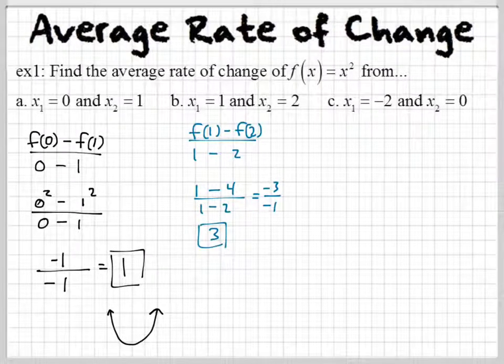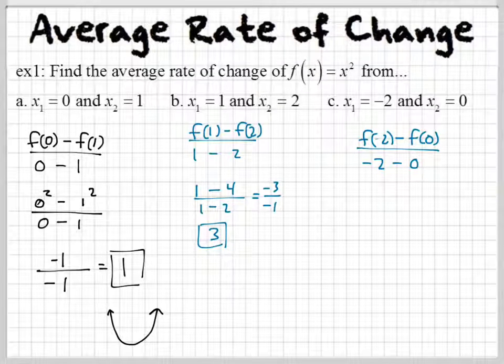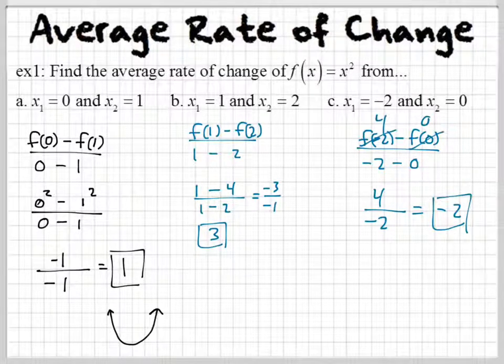Okay, and lastly, we have this x value and this x value, so you would write it out like this: f of negative 2 minus f of 0. On the bottom you have negative 2 minus 0, so you have a negative 2 on the bottom. On the top, this would be a 4 right here, and this would be a 0. So we have 4 divided by negative 2, which would give us negative 2. So there's your average rates of change.